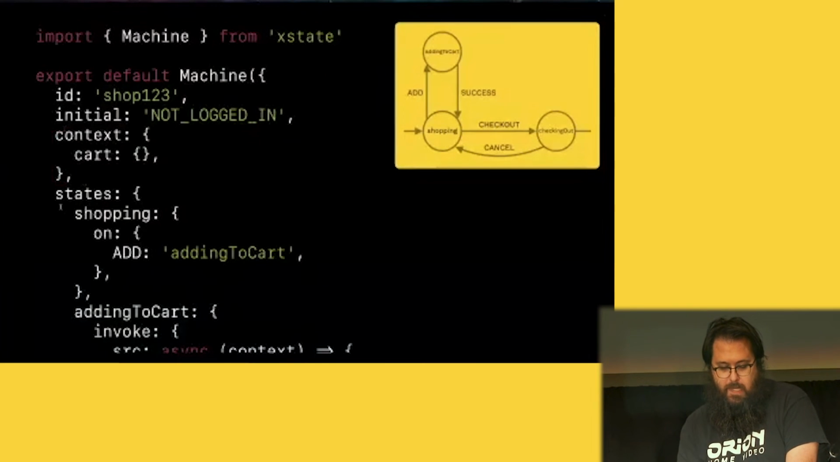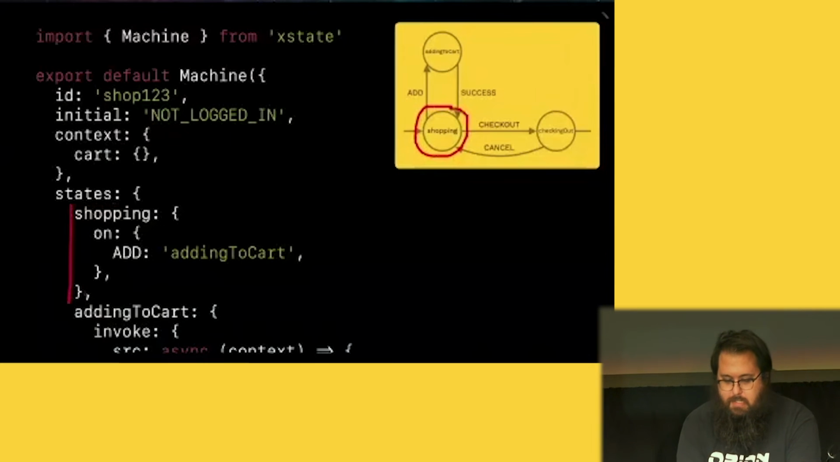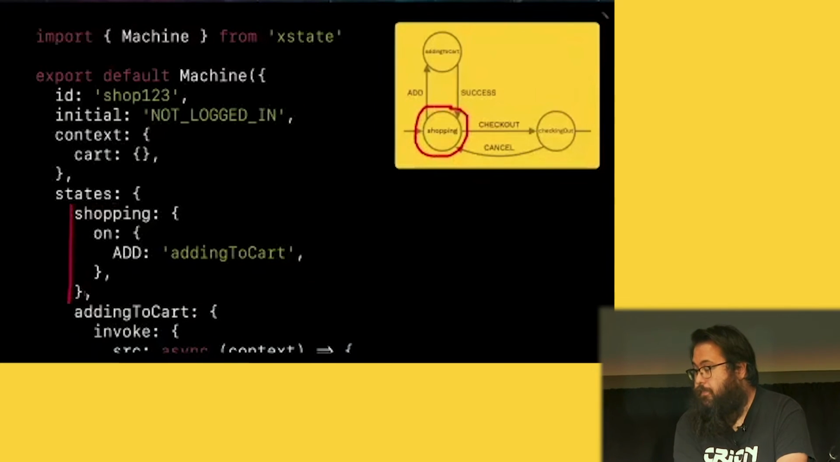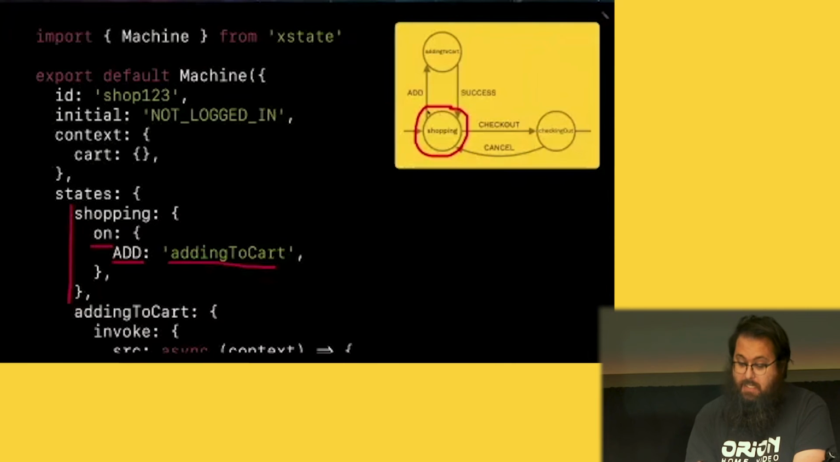Then we go on to defining the states themselves. Here we have the shopping state, and you can see over here that it is represented. In XState, the transitions are defined through actions, and that's what "on" is here. So "on" is where we define our actions. Here I've added an add action, and we tell it to then go to the adding to cart state. So here's the add action, and then over here is that adding to cart state.